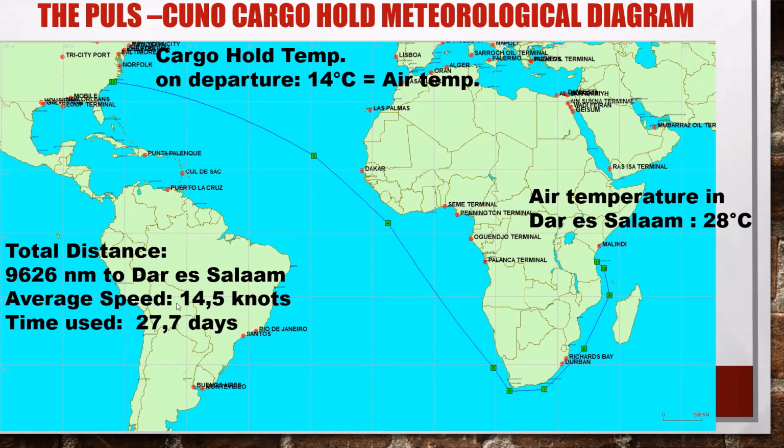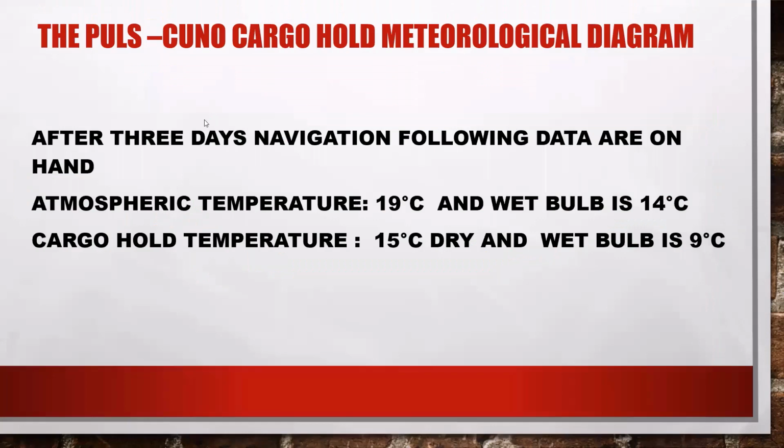So for the voyage, what we see, we have 28 degrees in Dar es Salaam, we have 14 degrees in the US East Coast. That means the voyage is from cold to warm. That means the ventilation is not essential and should not always be done, only if it is absolutely necessary. So let's have a look.